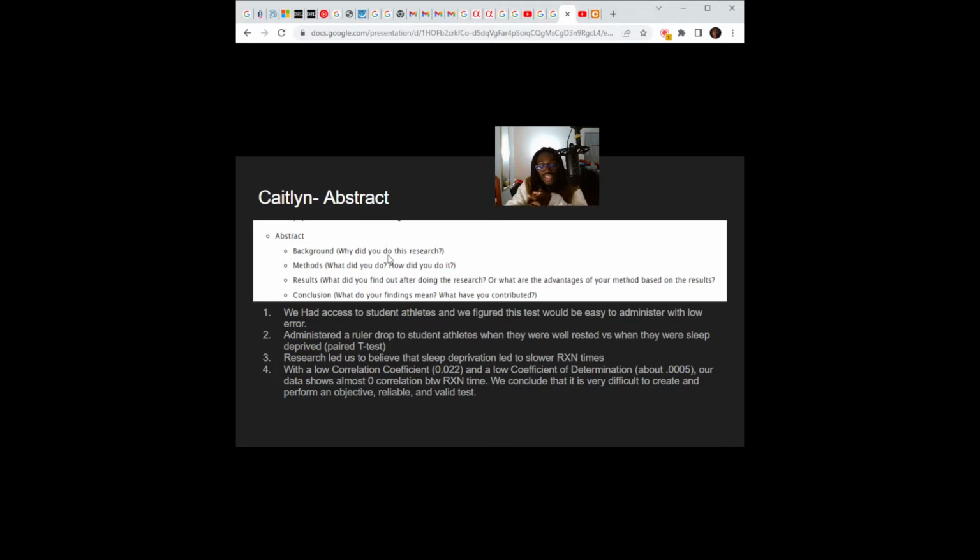Even though we went into it knowing that our data wouldn't be great, we knew that this would be an easier test to do and something that we could look at and understand how to analyze our data from that. Two would be methods.